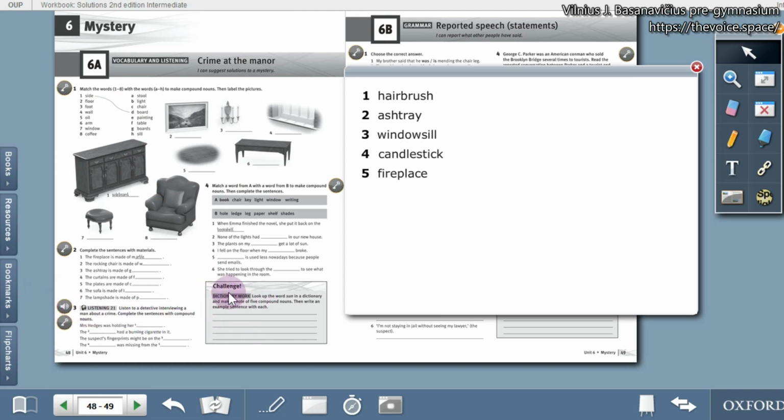So instead of doing the challenge, I will ask you to create a story, a mystery story, about a crime that happened. Use past tenses, please, and use compound nouns from the exercises in Unit 6A. Send me the story until, let's say, Monday. Alright, so you're going to have time to think about it and make it properly. I wish you good luck and hope to hear from you soon.